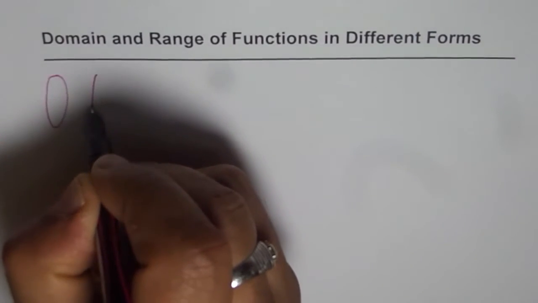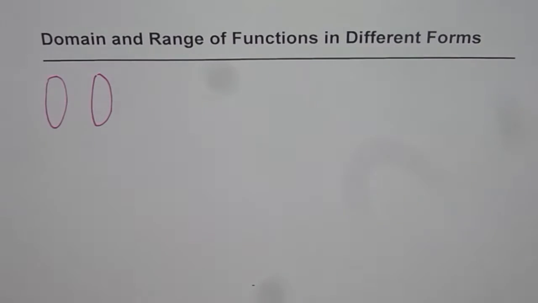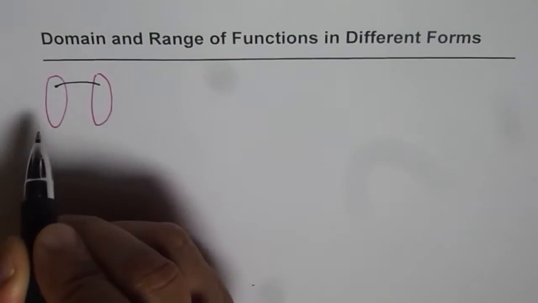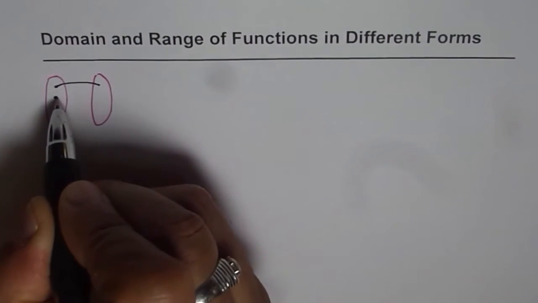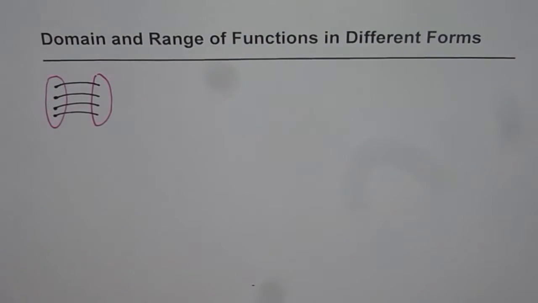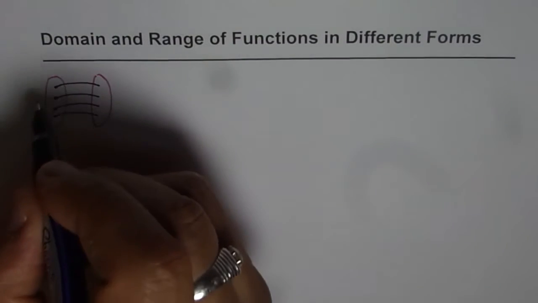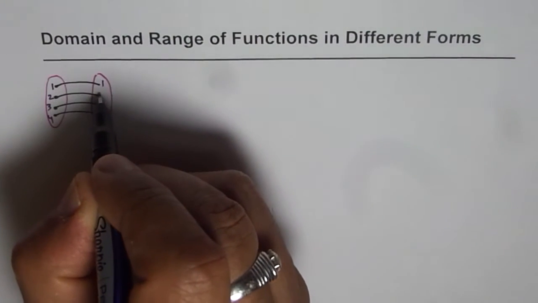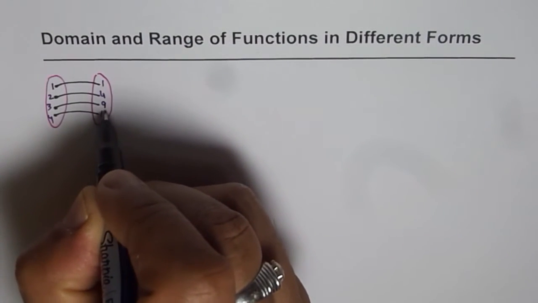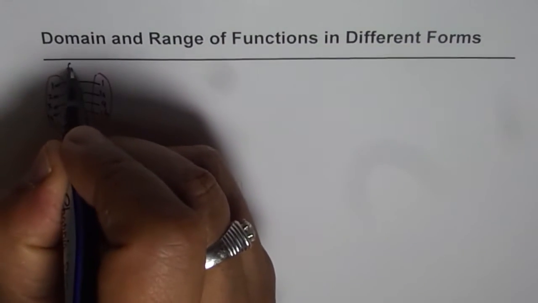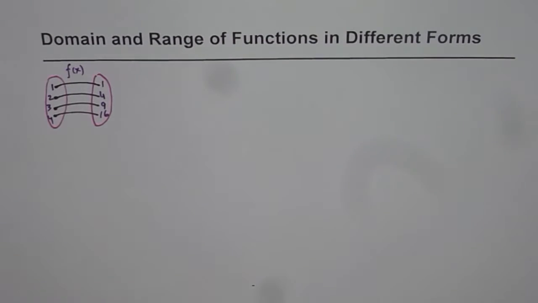So we have a mapping diagram here where set of inputs is on the left and these are related with outputs on the right. Let me just draw one for you, and let's say this is our set of elements in the mapping diagram, and let's say these points are 1, 2, 3 and 4, which are related to 1, 4, 9 and 16. Now for this particular function, let me call this function f of x. Can you write domain and range?